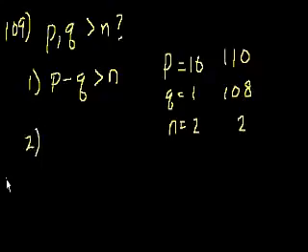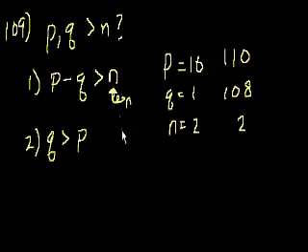Statement 2. Q is greater than p. Well, that still doesn't help me. They didn't tell us necessarily that n is positive, so n doesn't have to be positive. My logic for statement 1 still holds, but let's see.